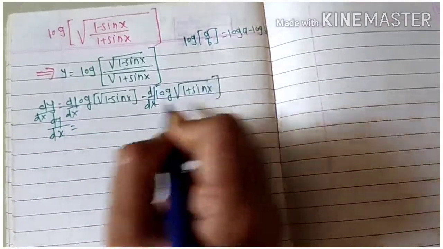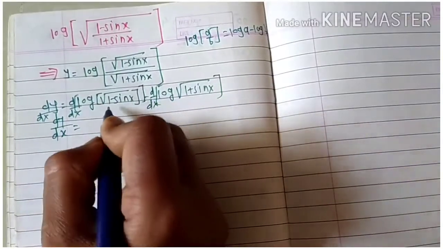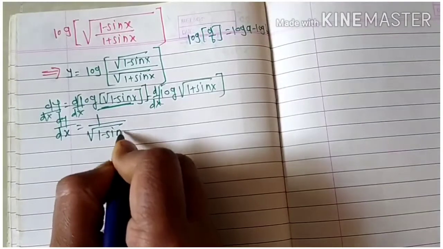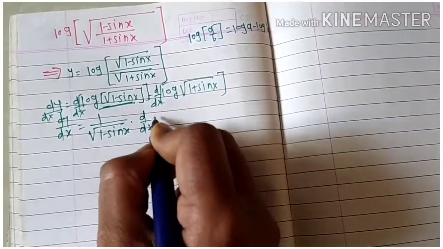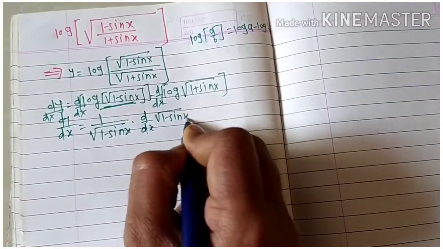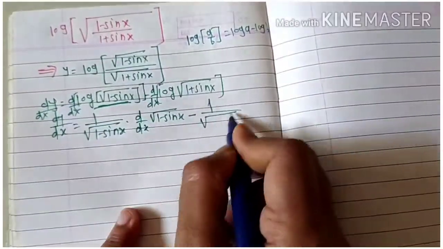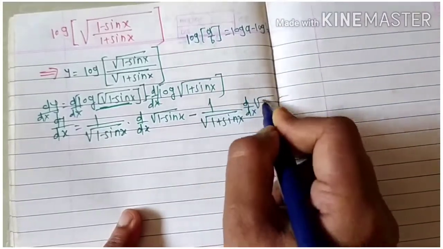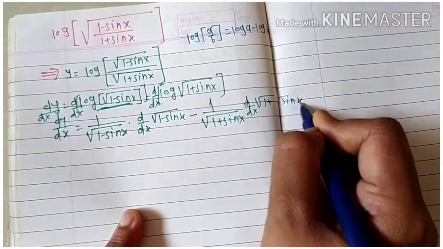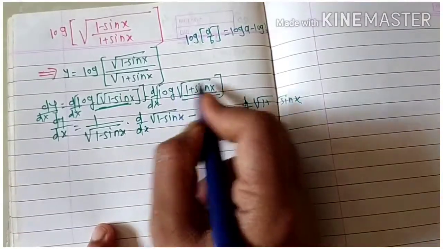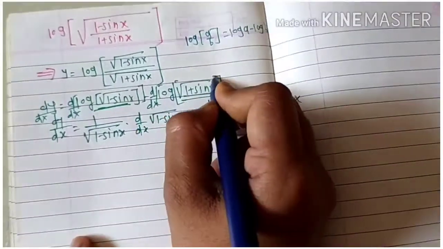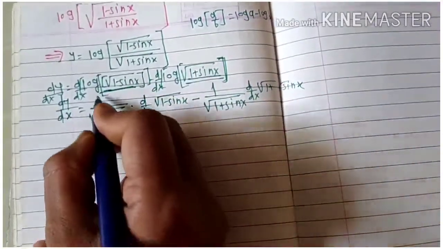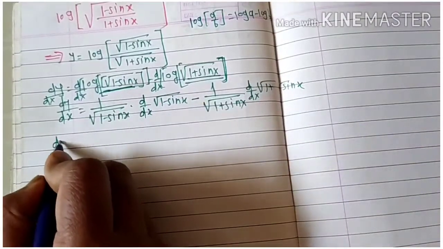Okay, then the derivative of log x is 1 upon x, so here 1 upon the whole term: 1 upon square root of 1 minus sin x into the derivative of the inside term, that is square root of 1 minus sin x, minus; here also 1 upon square root of 1 plus sin x into the derivative of this square root of 1 plus sin x term. Okay, log of x means the whole inside square root term, so log of x means 1 upon x into the derivative of x.